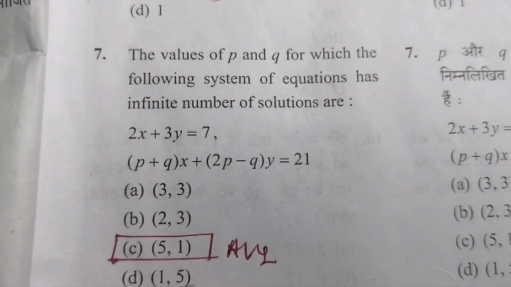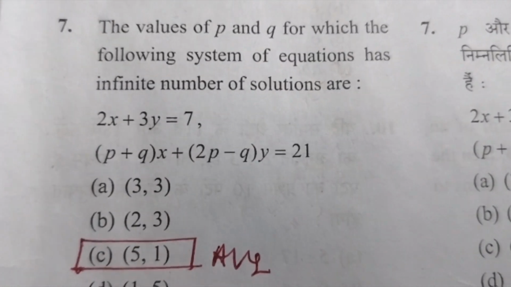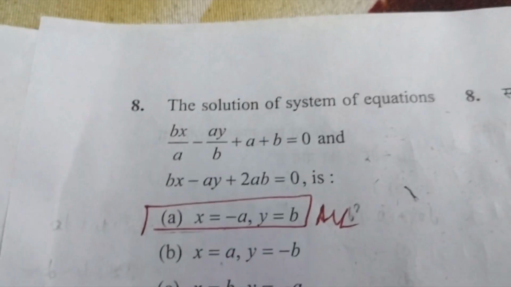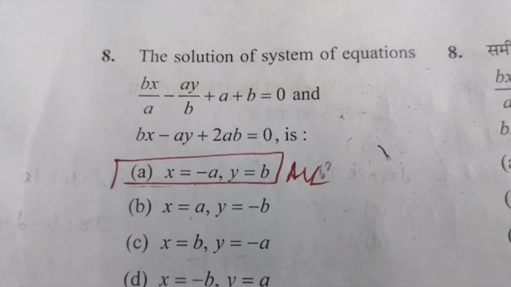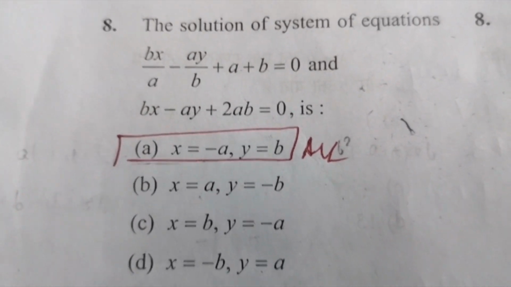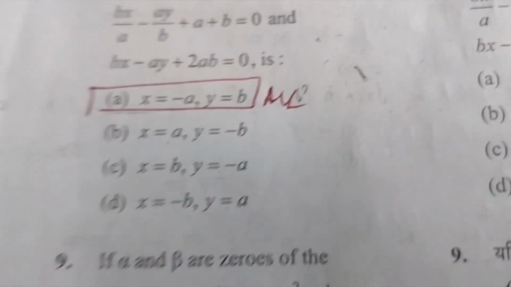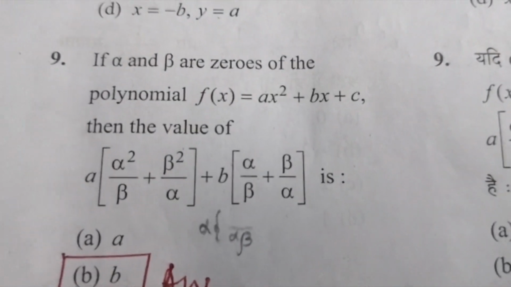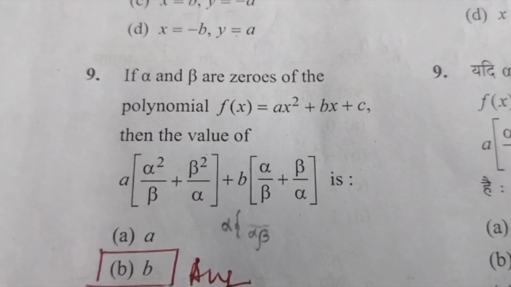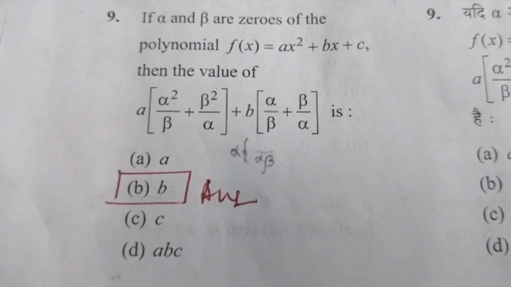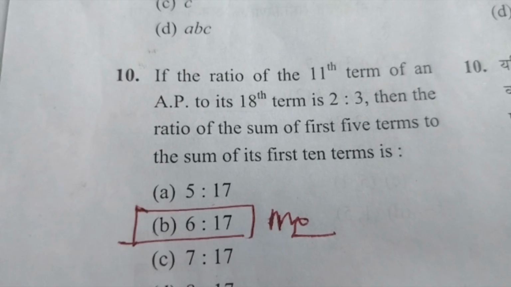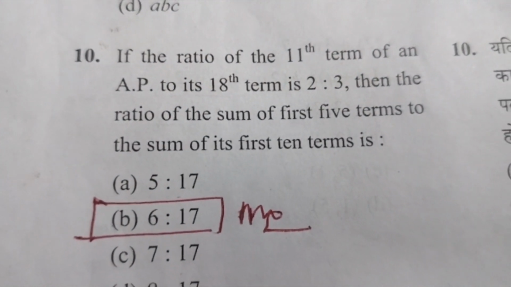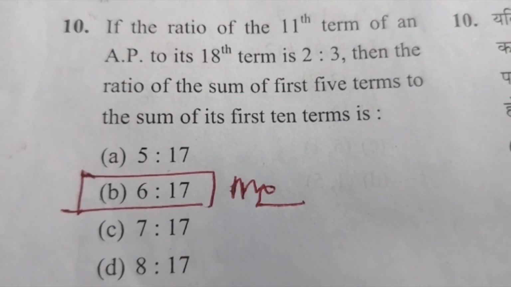7. The values of p and q for which the following system of equations has an infinite number of solutions are C, 5, 1. 8. The solution of the system of equations bx plus (a minus b)y upon (a plus b) equals 0 and bx minus ay plus 2ab equals 0 is A, x equals minus a, y equals b. Ninth, if alpha and beta are zeros of the polynomial f(x) equals x square plus bx plus c, then the value of B. 10th, if the ratio of the 11th term of an AP to its 18th term is 2:3, then the ratio of the sum of first 5 terms to the sum of its first 10 terms is B, 6:17.